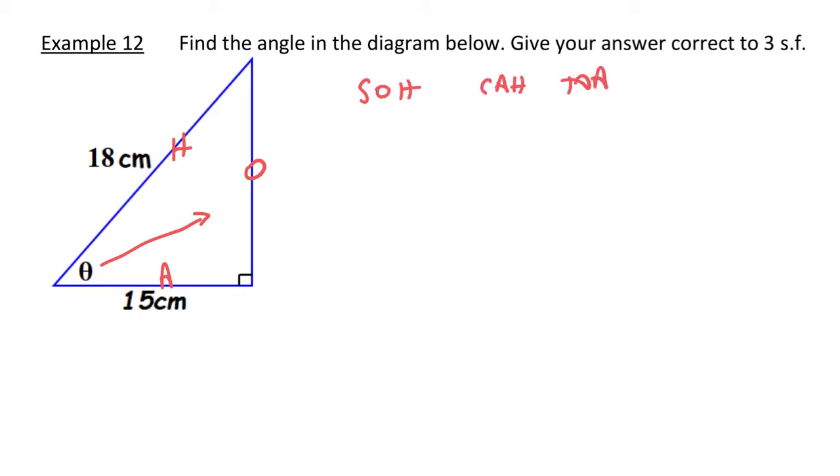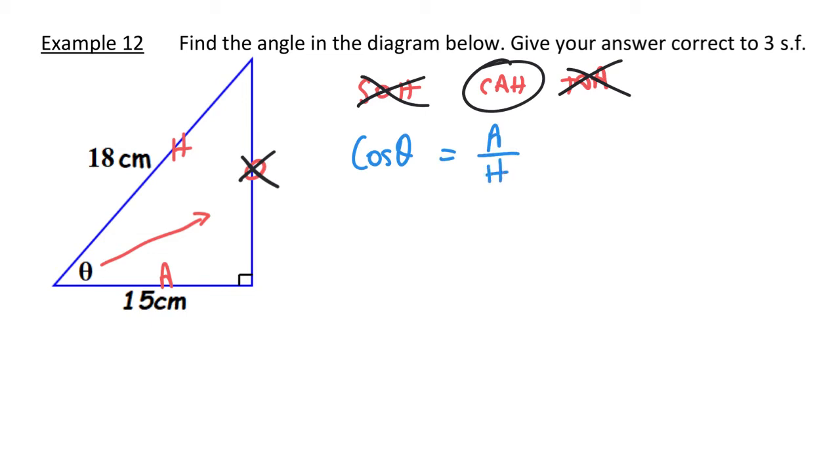And we can see that we don't have any information about the opposite. So I'm going to score out SO because it's got an O, and TOA because it's got an O. So now we're left with CA. So CA is cos of theta equals A over H. Filling in the information we have, theta is our unknown, A is 15 and H is 18, so we've got the cos of theta equals 15 over 18.